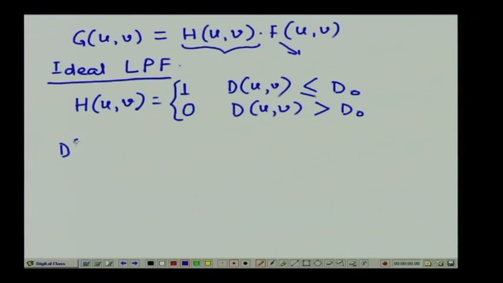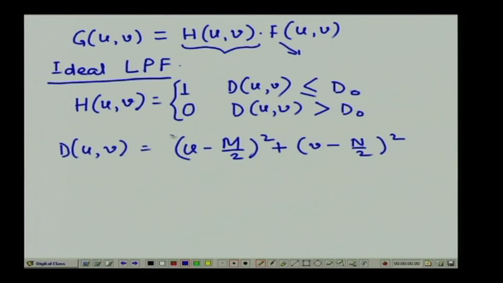Now, if the Fourier transform F(u,v) is the centered Fourier transform, that means the origin of the Fourier transform rectangle is set at the middle of the rectangle, then this distance value D(u,v) is simply computed as the square root of (u minus M by 2) squared plus (v minus N by 2) squared, where we are assuming that we have an image of size M by N. So, for an M by N image, D(u,v) will be computed like this if the Fourier transform F(u,v) is the centered Fourier transform.